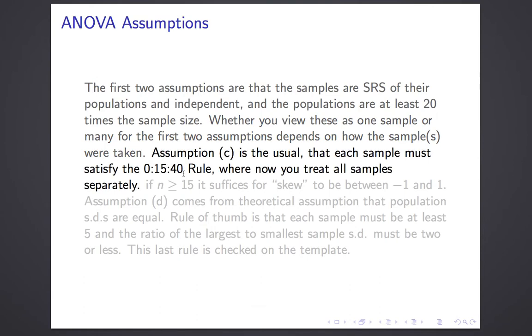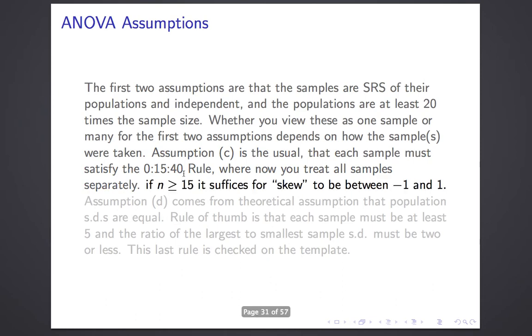This stands in contrast to assumption C, where you have to check the 0, 15, 40 rule for each sample regardless of how they were taken. Each of the, in this case, 3 samples, each of the K samples has to satisfy the 0, 15, 40 rule. The only difference is here, the fact that you have many samples means it's kind of a pain to check. It would be a pain to make a histogram for each of those samples. It also means that there's a certain averaging out among the samples that you can count on, which means that people tend to be much more relaxed about the 0, 15, 40 rule.